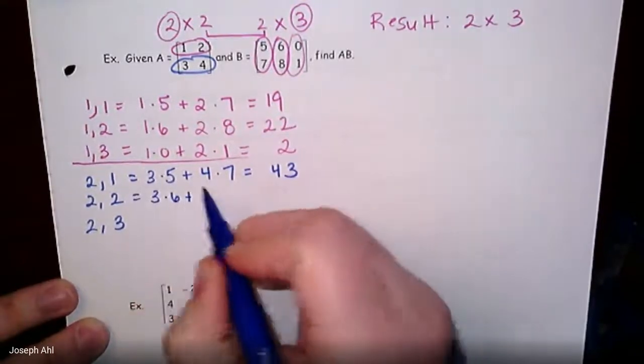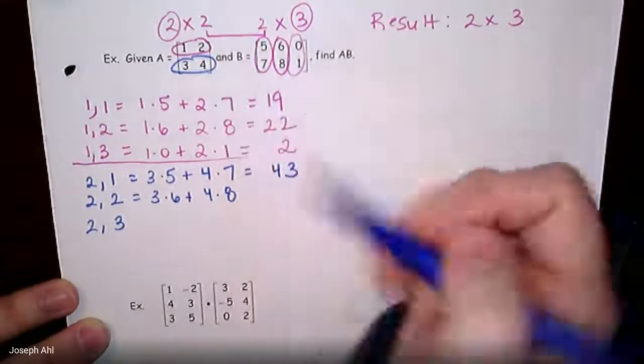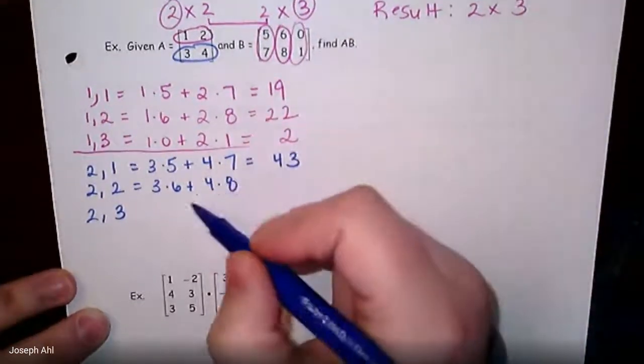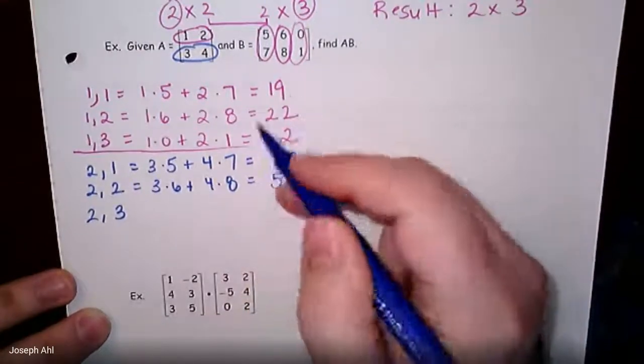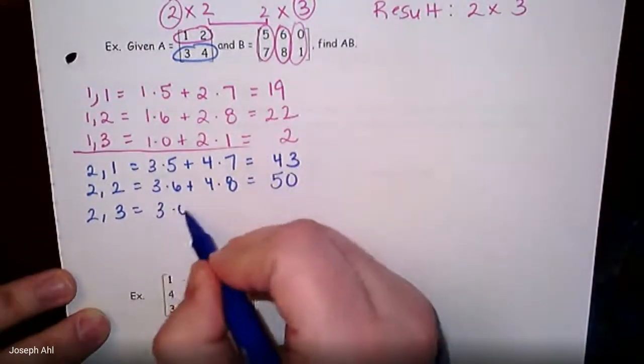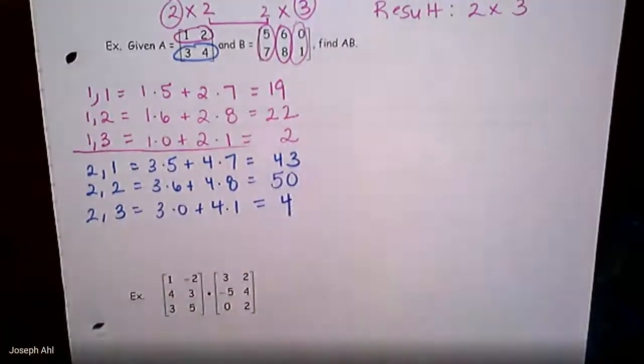3 times 6 plus 4 times 8. Some of these numbers sound familiar. It's because I kind of just extended the last matrix out a little bit just to show you what this would look like. This should be a total of 50. And the last case would be 3 times 0 plus 4 times 1. This just becomes 0, right? So 4 times 1 is 4.